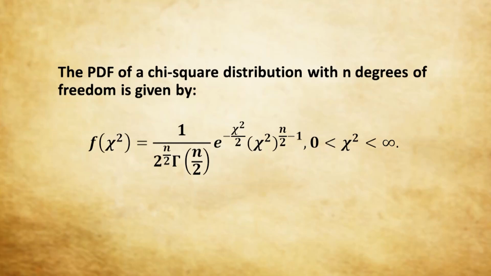The PDF of a chi-square distribution with n degrees of freedom is given. It's not a very simple PDF, it's a bit complex. It's given on your screen. You can see 1 by 2 to the power n by 2, then this is called a gamma function, gamma n by 2, then e to the power minus chi-square by 2 into chi-square to the power n by 2 minus 1. And here chi-square lies between 0 and infinity, which is very obvious because standard normal variates lie between minus infinity and infinity. So the square of them will lie between 0 and infinity. Since chi-square is the sum of squares of these, chi-square will also lie between 0 and infinity.